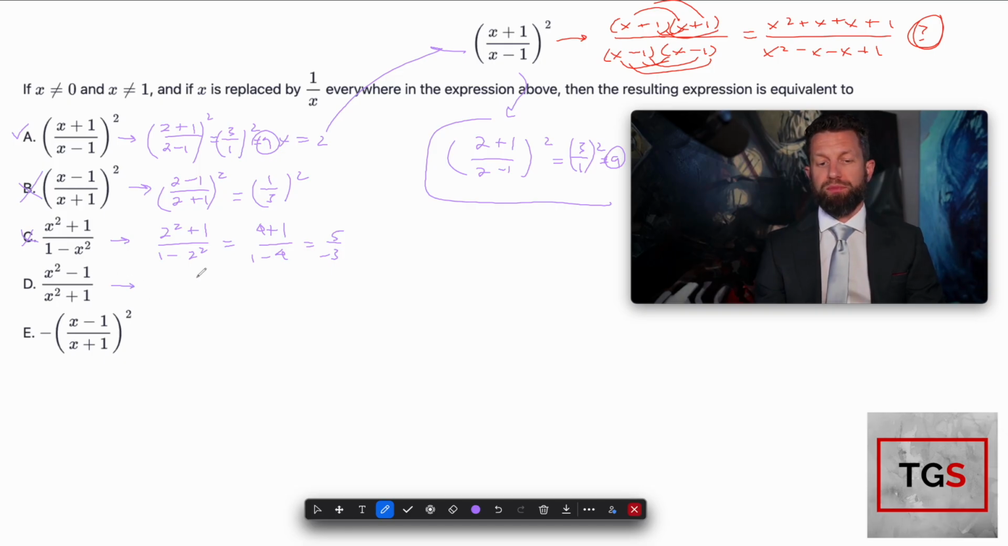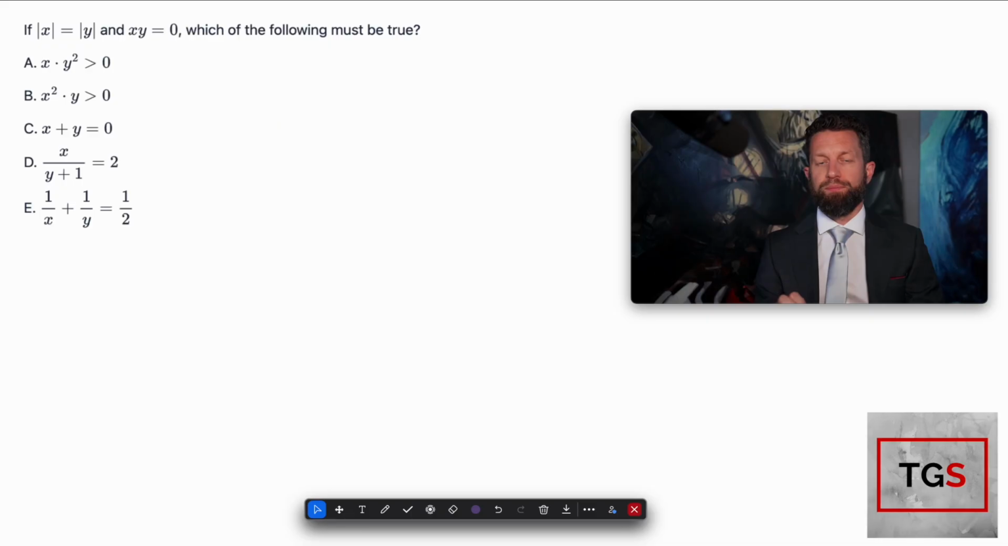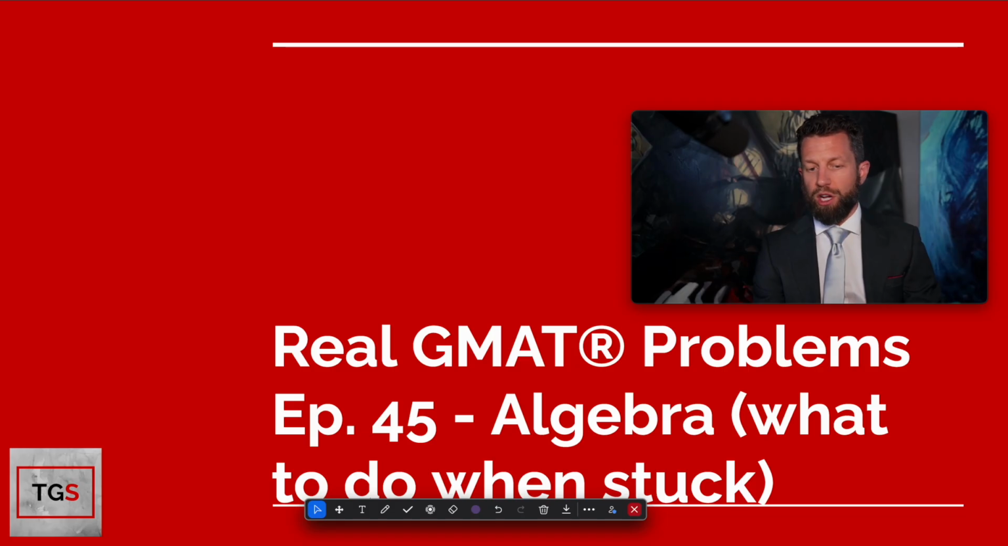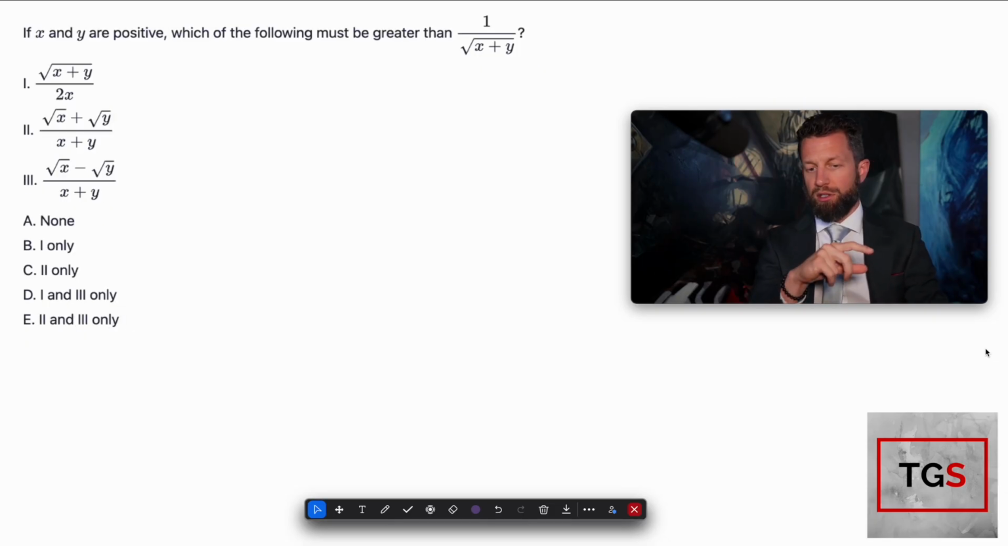The problem says, if x and y are positive, which of the following must be greater than 1 divided by the square root of, in parentheses, x plus y? So I'll read that again. If x and y are positive, which of the following must be greater than, and then we get a fraction. 1 is the numerator of the fraction. And the denominator of the fraction is x plus y in parentheses, and then you're taking the square root of that whole denominator. You're not taking the square root of the whole fraction, just the square root of the denominator. So it's 1 over square root of the sum of x and y. Okay, so that's our question.